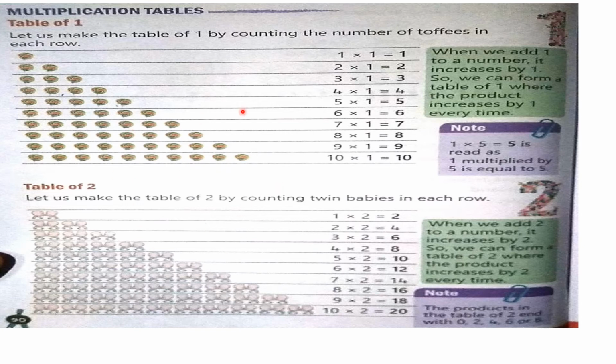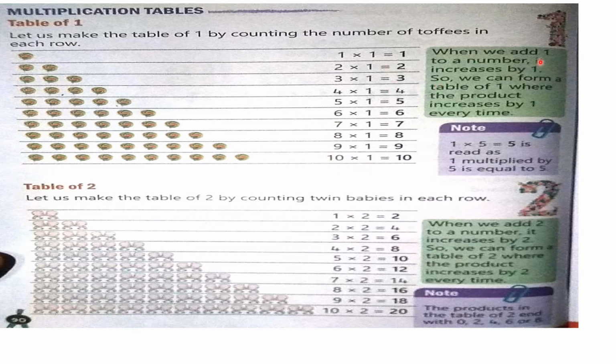So now we will see how we can construct and write a multiplication table. Okay, so the multiplication table of 1. Let's make the table of 1 by counting the number of toffees in each row. Suppose, see here, how many toffees are there? Only 1. So 1 times 1 is equal to 1. Now here 2 toffees, so 2 times 1 is equal to 2. Here 3 toffees, so 3 times 1 is equal to 3. So in this way we can form the multiplication table.